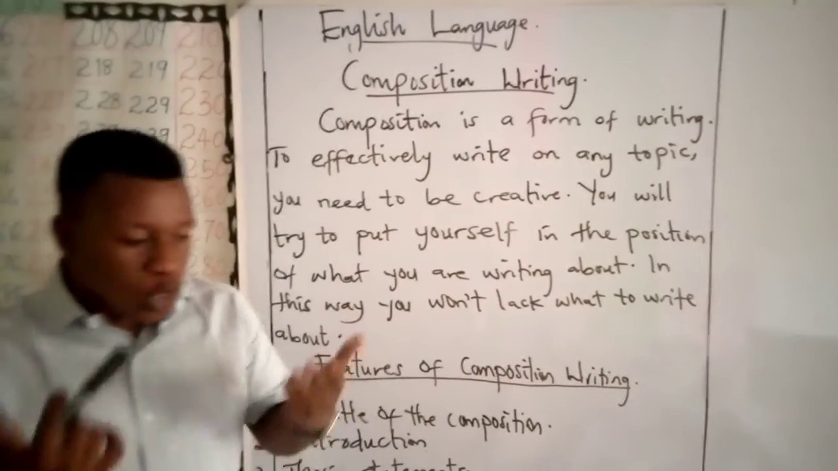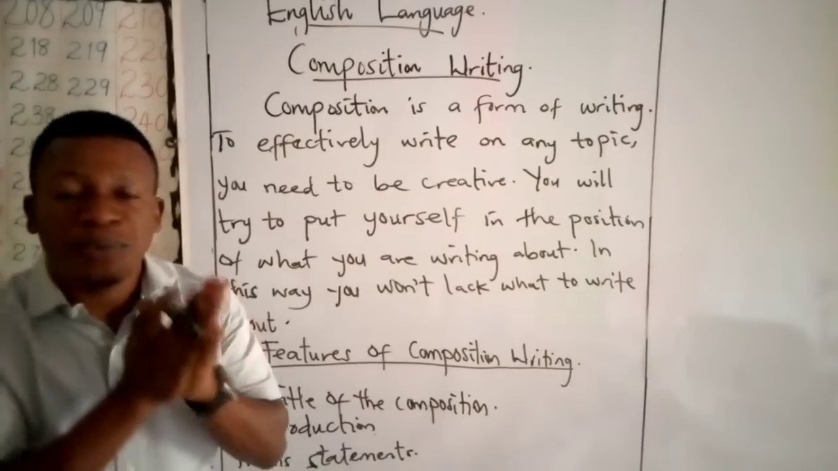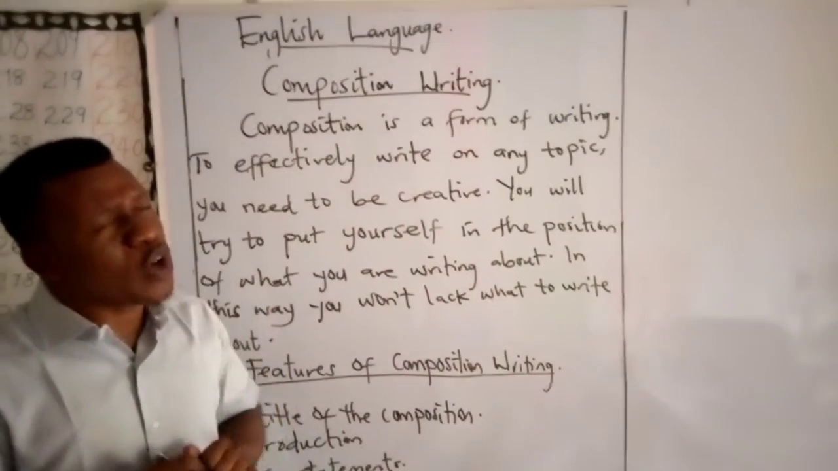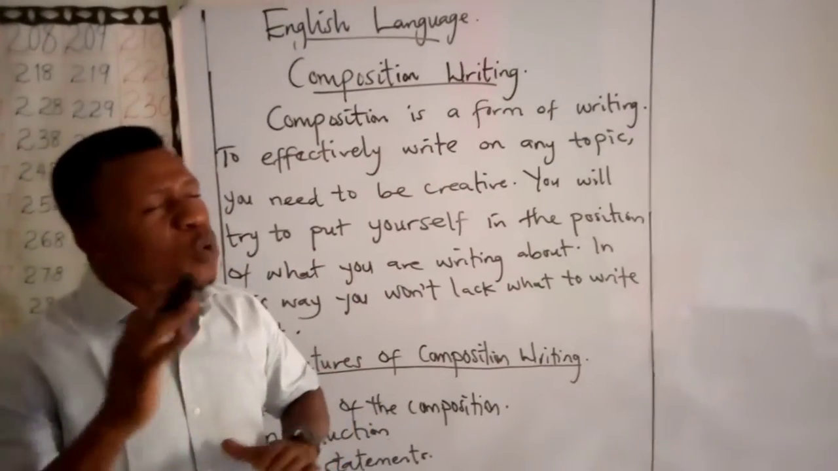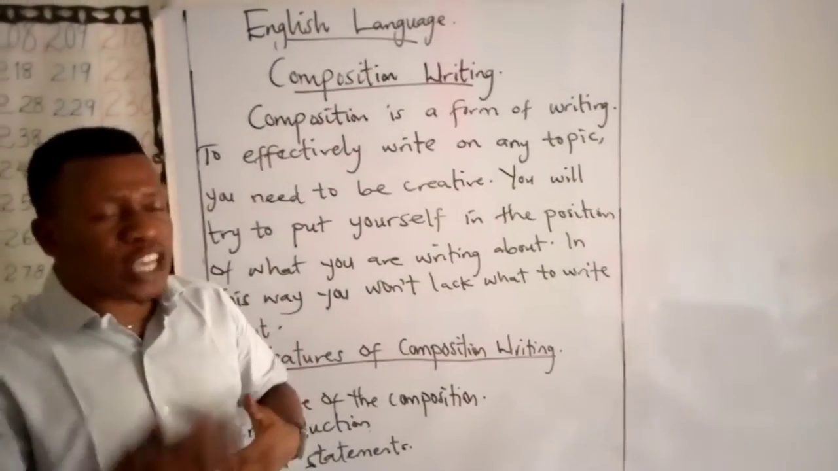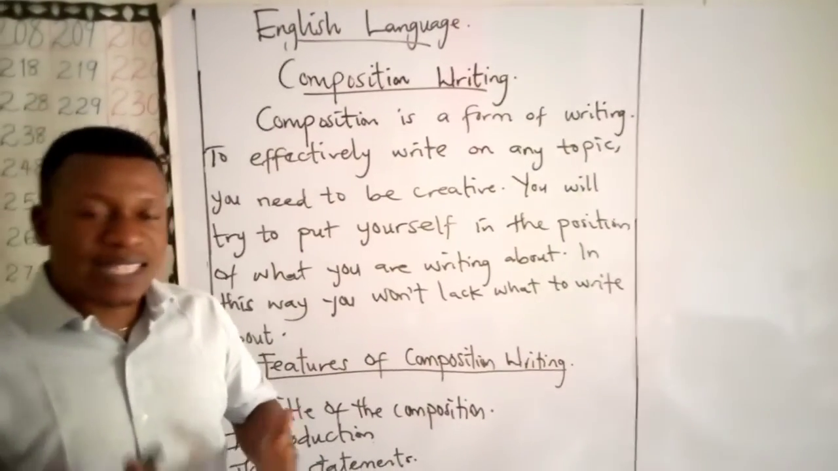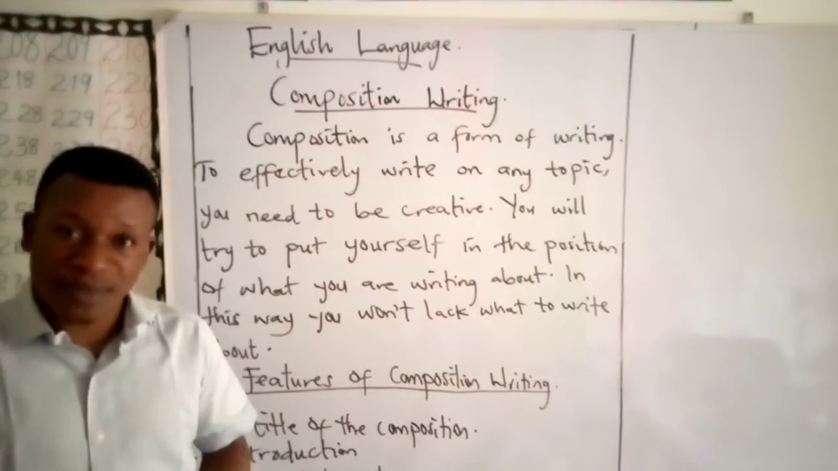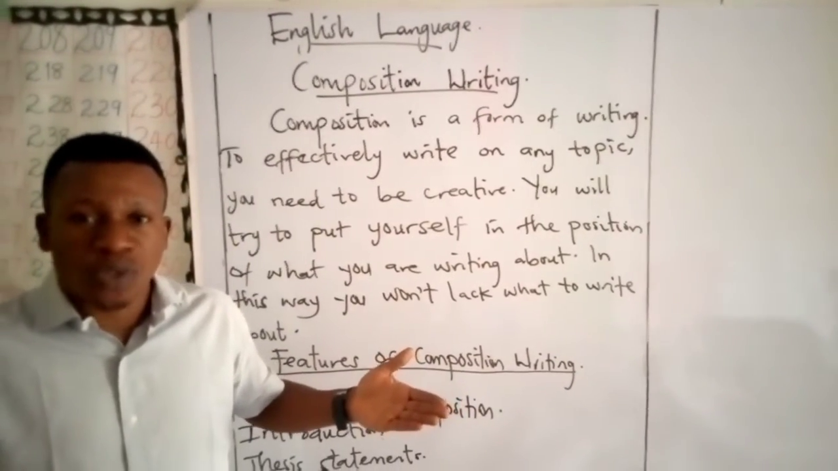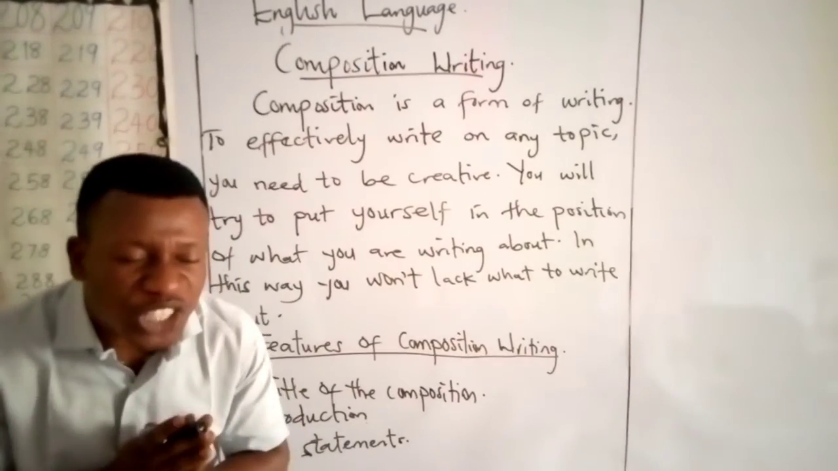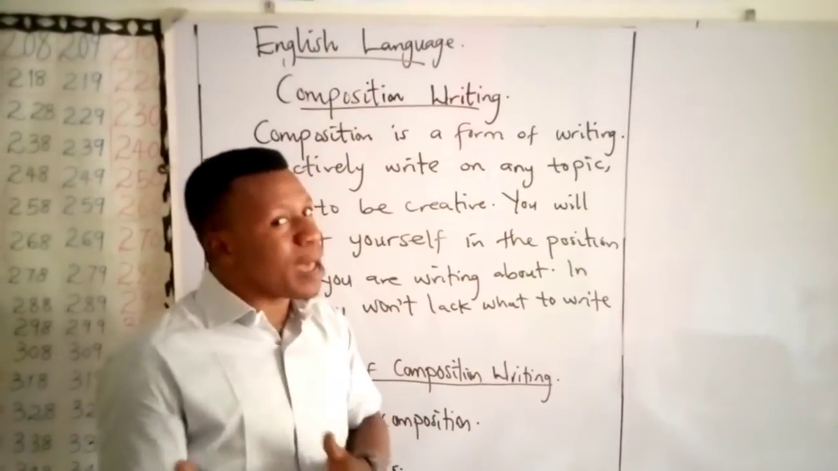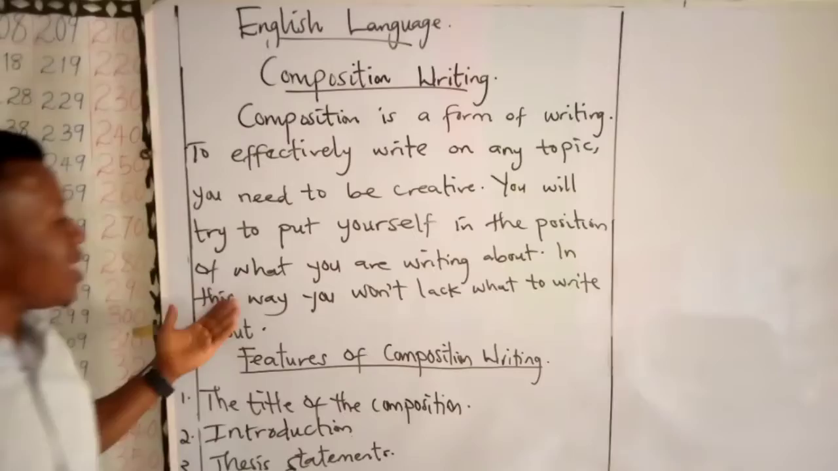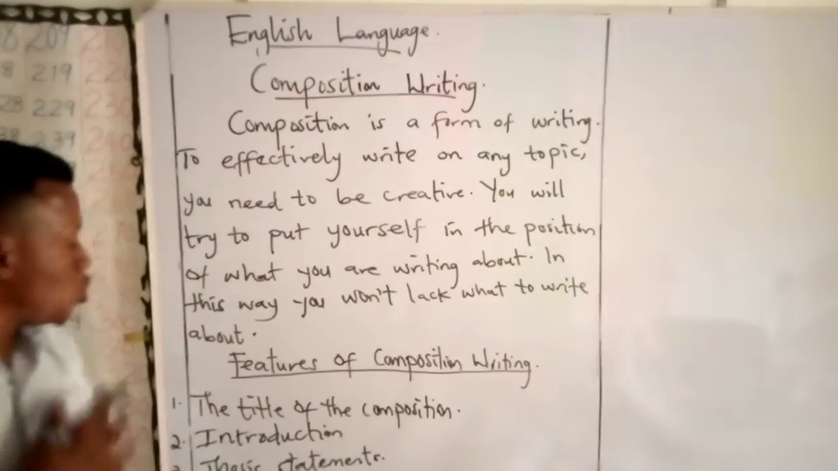Now in such a case, those kids are trying to limit themselves from being creative. When you're creative, you're going to sit down, close your eyes, and imagine that you're in America. You imagine what America is, what you're doing in America, and you're writing about America. That's how you have to be creative. So you don't expect to write a topic of what you've done. We have different topics you can be asked to write about. So thinking or imagining that you have done such a thing before helps you to write better. Now, you will try to put yourself in the position of what you are writing about. In this way, you won't lack what to write about.